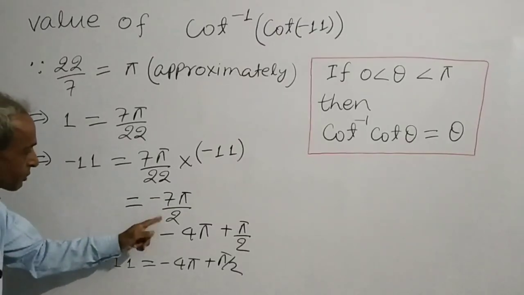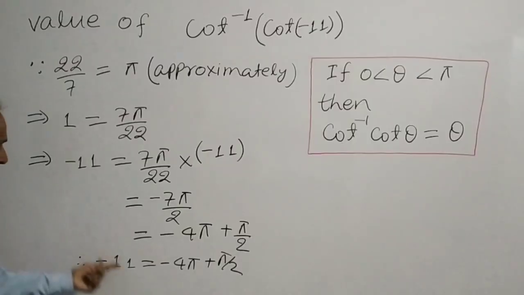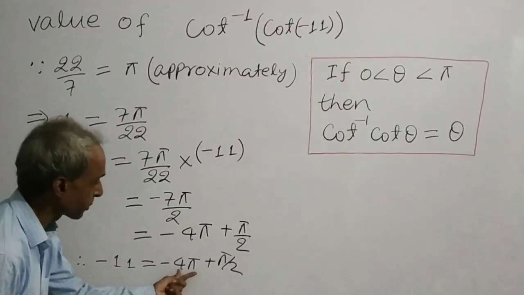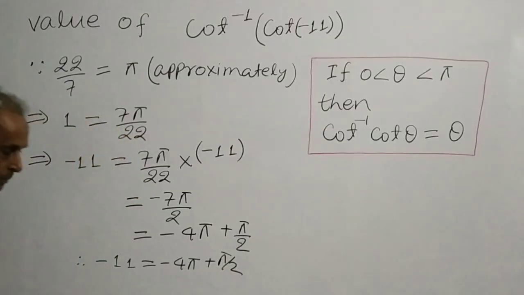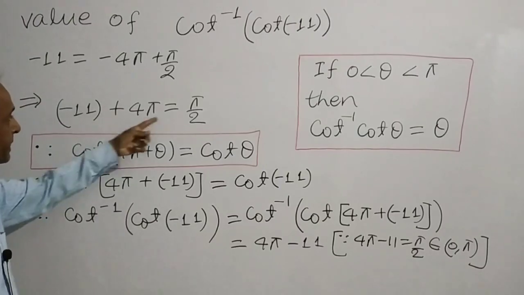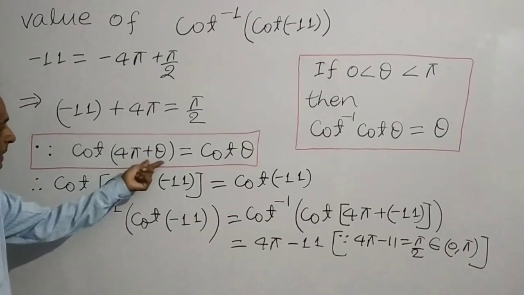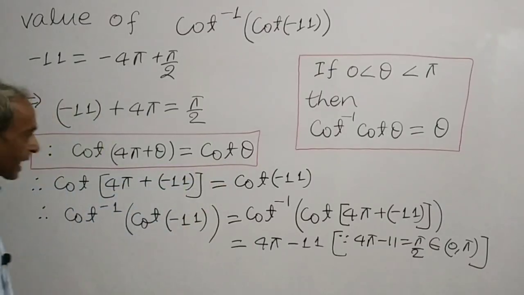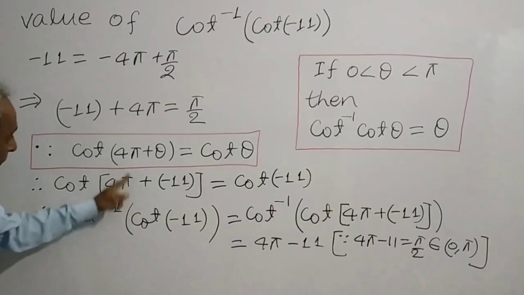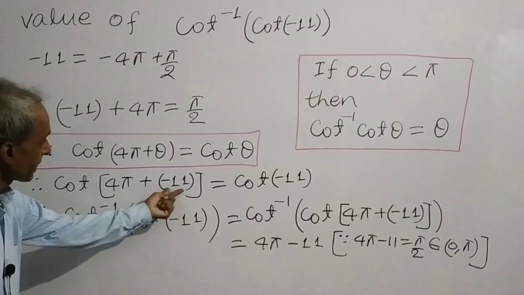This is a negative angle. This does not lie in this interval. Minus 7 pi by 2 can be written as minus 4 pi plus pi by 2. That means minus 11 is approximately equal to minus 4 pi plus pi by 2. Shifting this minus 4 pi to the left hand side, we get this. This is the formula: cot of 4 pi plus theta is equal to cot theta. Therefore, in place of theta, we write minus 11.